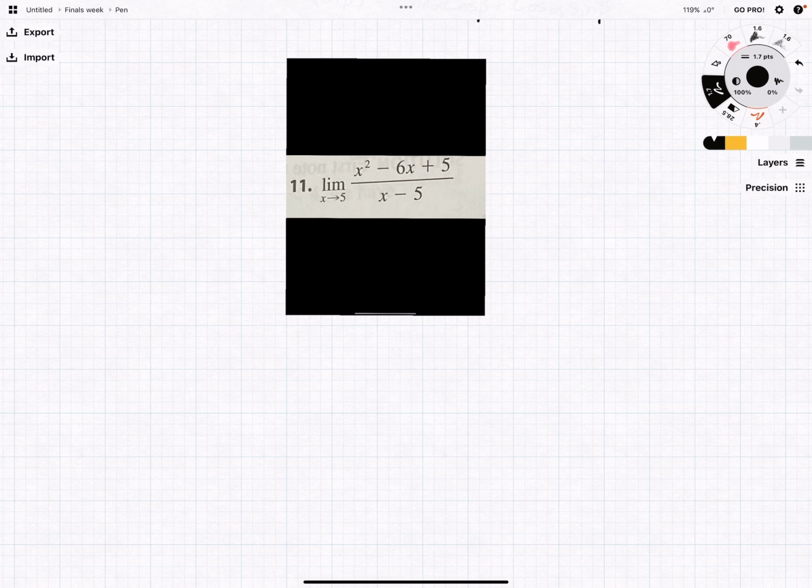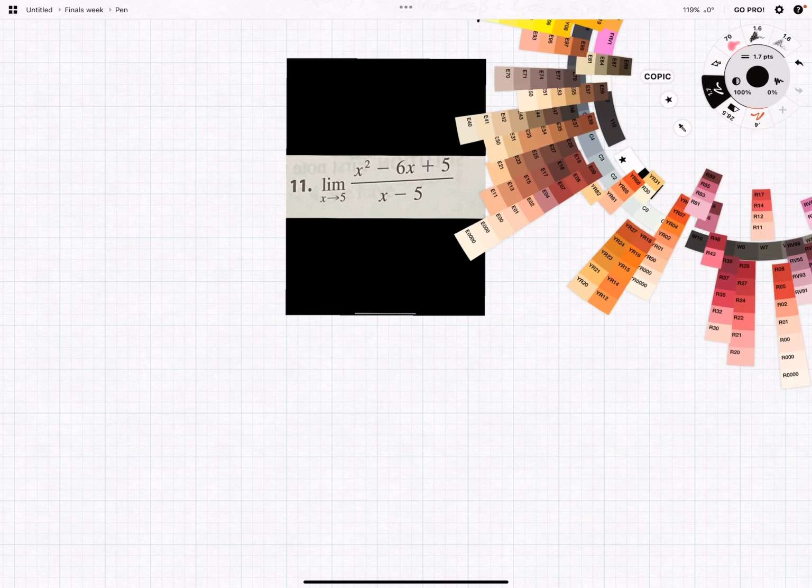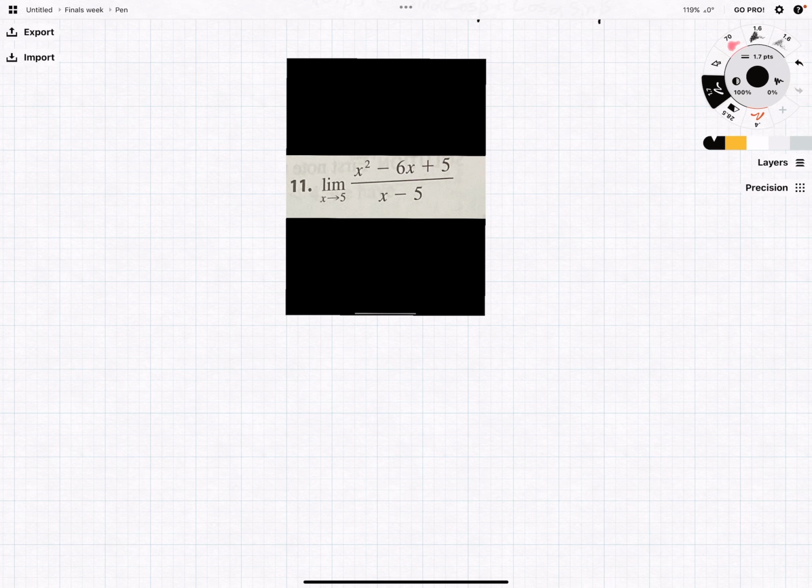This is Stewart Calculus, Chapter 2, Section 3, Problem 11. Here on this problem, we are using some algebraic techniques to find the limit at various points. And here what we can see is, if I were to plug in 5, trying to find the limit around x equals 5, well, we run into a little bit of a problem because the denominator goes to 0.